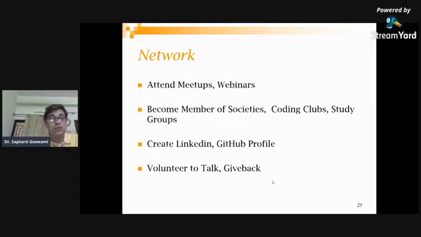Create your own LinkedIn and GitHub profile. This is also very important. And volunteer. Once you have got some good idea, volunteer to give a talk, give back to the community. That way you will network. You can also get a lot of feedback on where you can go right or how you can correct yourself. So I think that brings us to the closure of this.